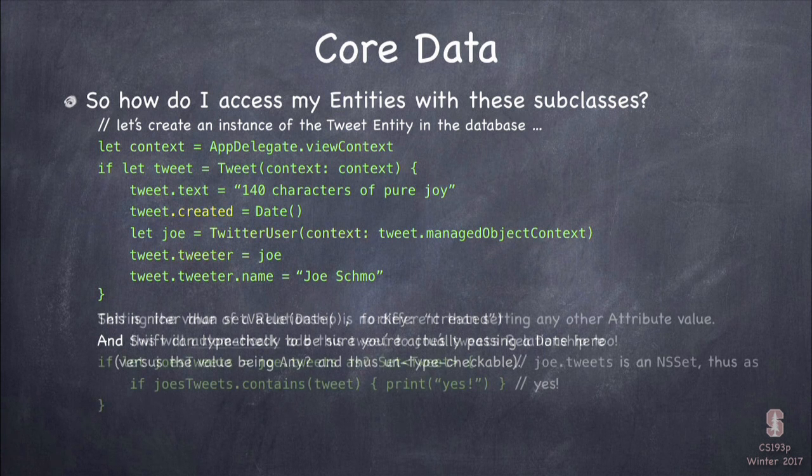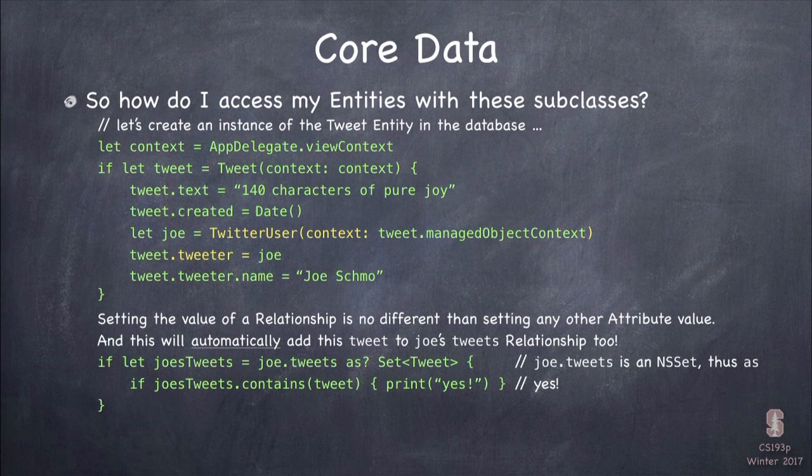What about setting relationships? Here I've created another object, a Twitter user. And again, I just said Twitter user with the context. I'll talk about that argument in just a second, but I told it what database I want to create me a Twitter user. And then I set my tweet's tweeter equal to that Twitter user. So it's exactly what you would imagine, right? Just set it equal to Joe.